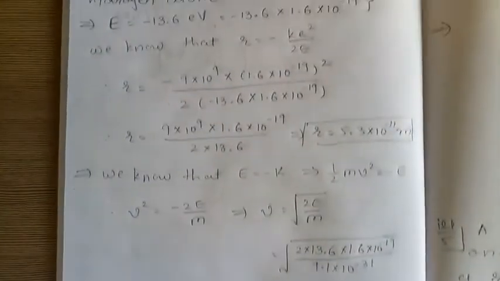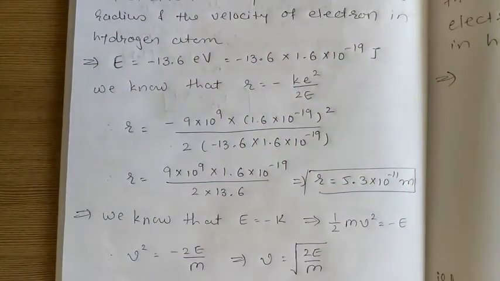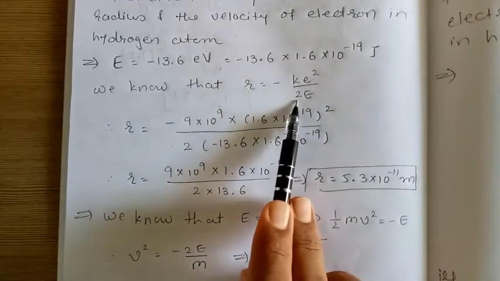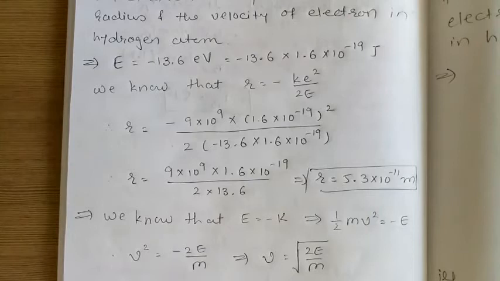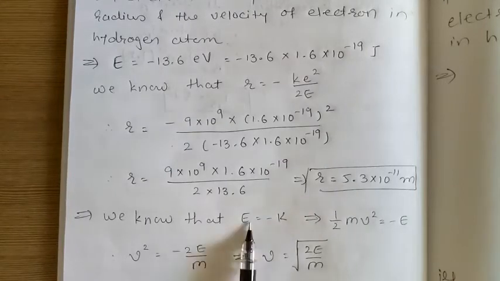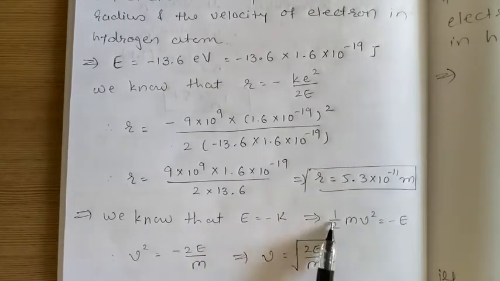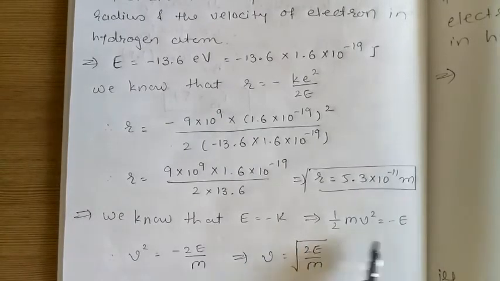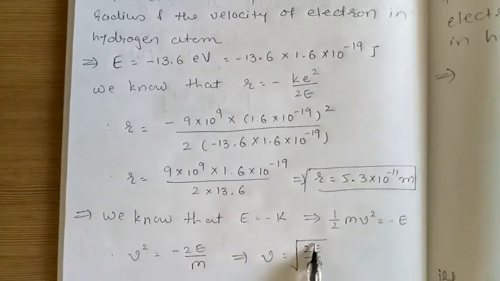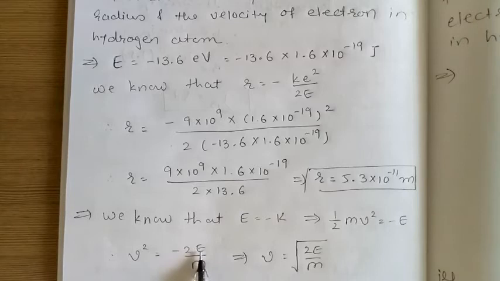Again we have to find out the orbital radius and the velocity. So we know that the formula of orbital radius r is equal to minus k e square upon 2E, and to find out velocity we know that total energy is equal to minus of kinetic energy, so E is equal to minus K. So 1/2 mv square is equal to minus E. So here we have to find out the value of velocity. So v square is equal to minus 2E upon m. But here energy is negative.